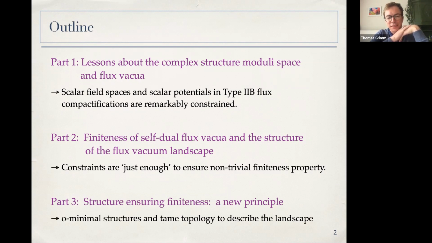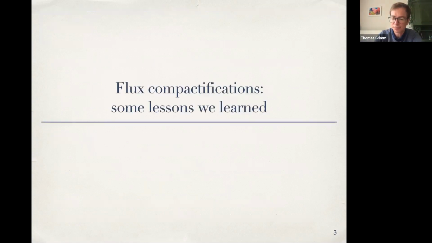And for this part, I will have to introduce you to yet another quite involved mathematical machinery, but it's a very fascinating machinery. I'm also not a full expert on these things, but I'm learning more on it every day. And this is actually the theory of O-minimal structure and tame topology. And this is also what we used in this finiteness proof. Okay, so let's get started.